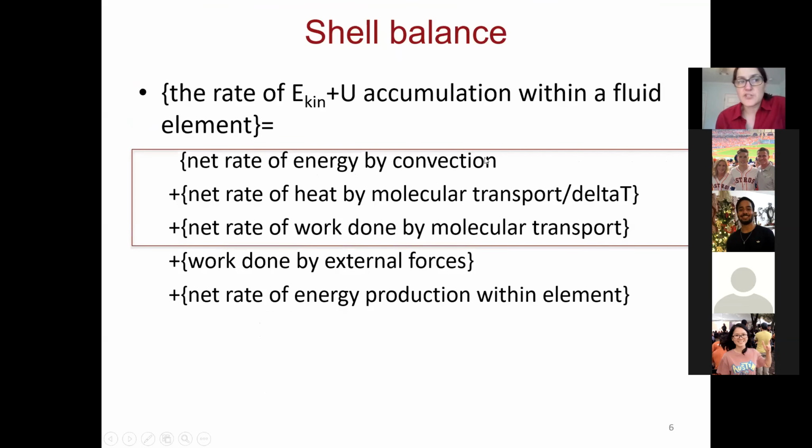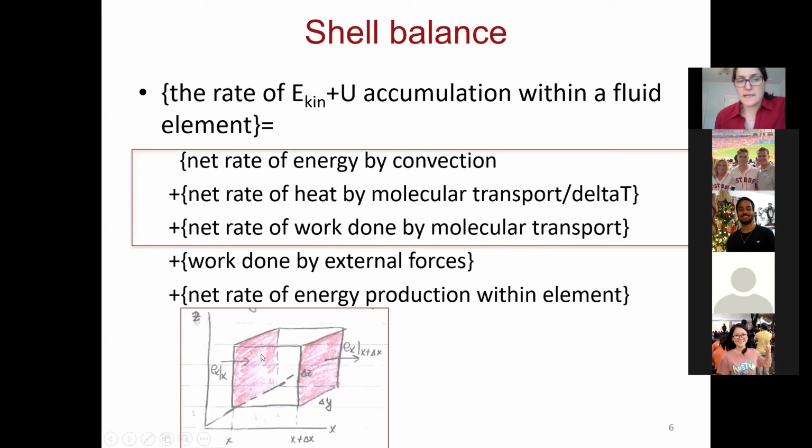So if I'm doing a shell balance, I will look at the rate of accumulation of energy, both kinetic and internal, within the fluid element. And that is equal to the net rate of this combined energy flux that has these three components: convection, heat by molecular transport, and work done by molecular transport. So those are the three that are described by my vector E. And then I also need to add work done by any external forces, as well as the net rate of energy production within the element, okay?